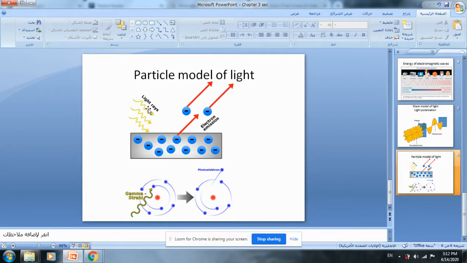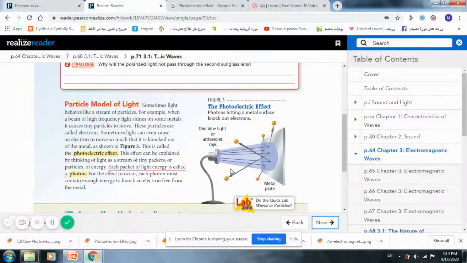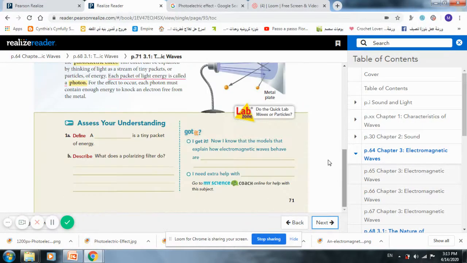If you say electrons in the test, I will give you a zero. Okay, light consists of light, X-ray, gamma ray, visible light, radio waves, ultraviolet, infrared. All of them consist of photons, not electrons. Okay, this point is very, very important, and this is for today.